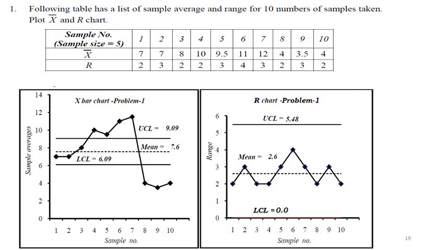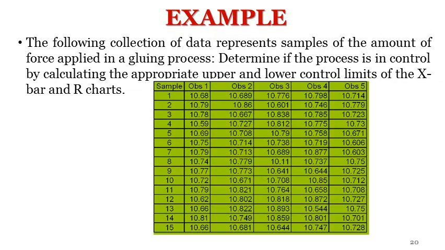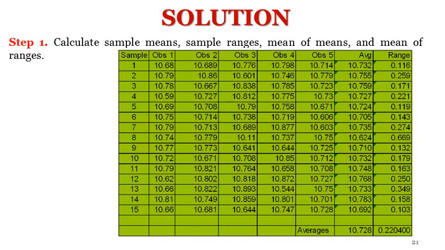Hope it's clear. We will consider one more example. In the earlier case, the X bar and R values were given, but in this case only the observations are given. For 15 samples we have different observations, so we have to start from the first step itself. What is the first step? We need to measure the X bar and R.